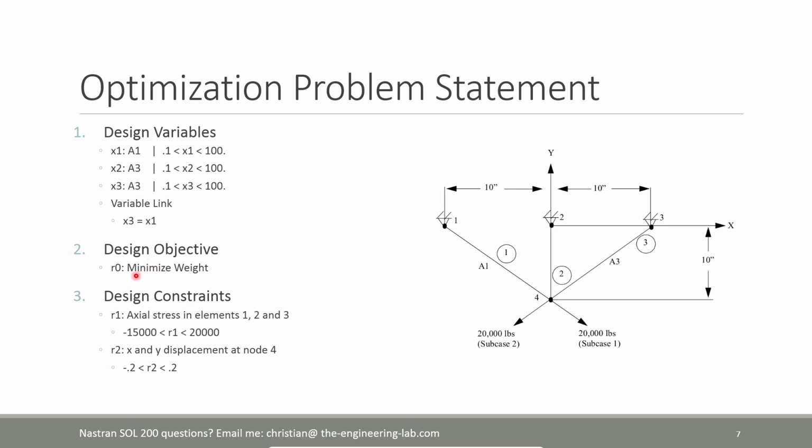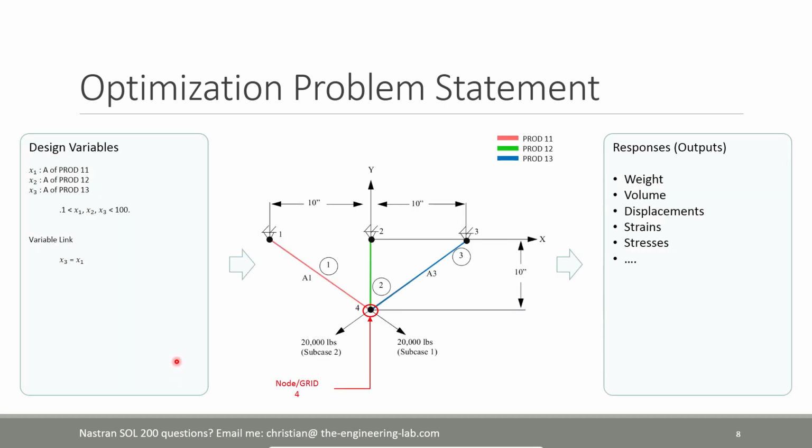We want to minimize the weight. But we also want to make sure that the actual stress for elements 1, 2, and 3 are between negative 15,000 and 20,000 psi. Also, we want to make sure that the displacement at node 4 is within a range of negative 0.2 and positive 0.2. So here's just a quick snapshot.